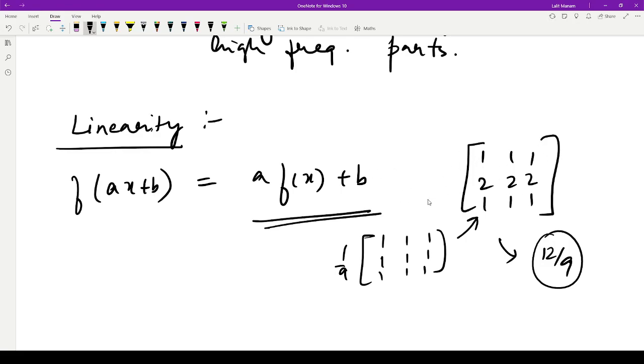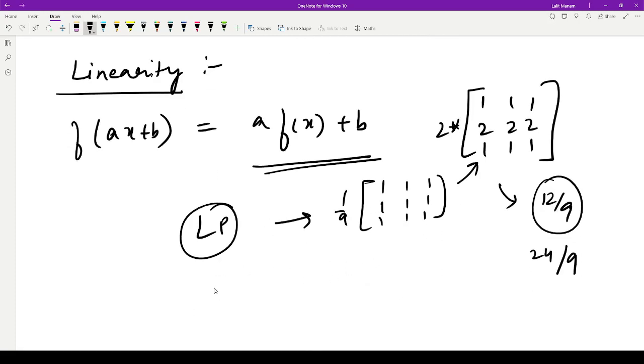Now if I scale this, like if I multiply everything by 2, what will your answer be? It will be 24 by 9, right? Yeah. It will still be 24 by 9. Yeah, that's it. So low pass filters are fine with this.